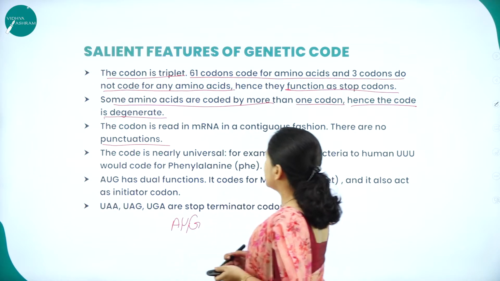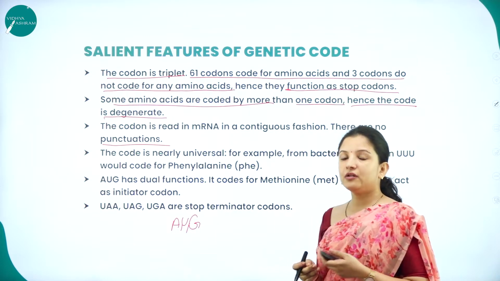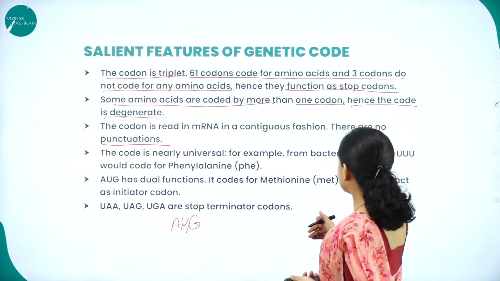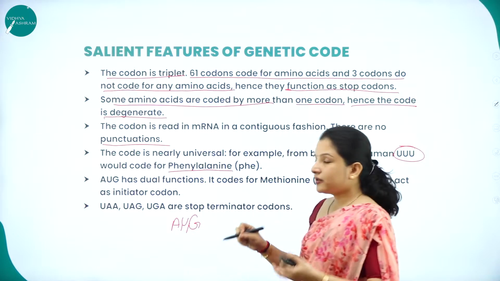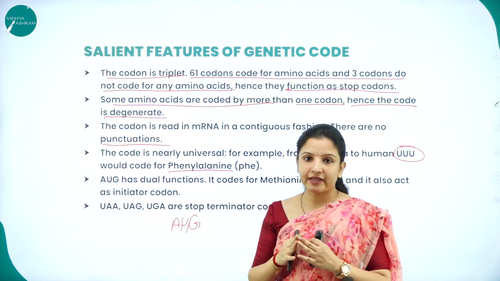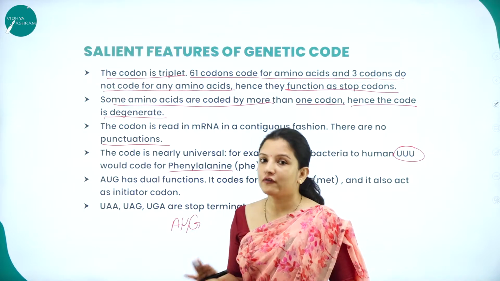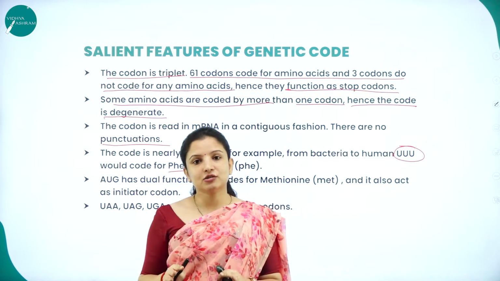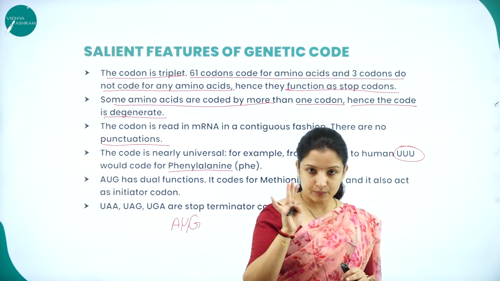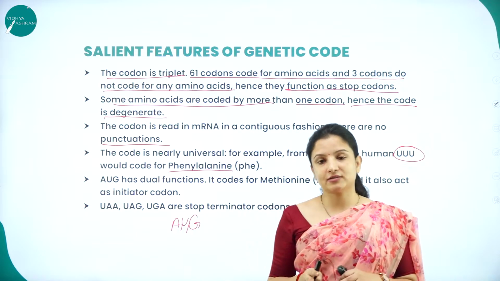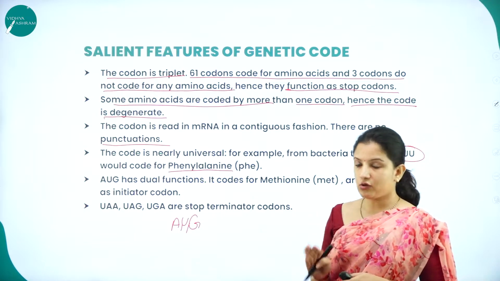And the code is nearly universal. Universal means if I say UUU codes for phenylalanine, then it will code only for phenylalanine. It will not code for any other amino acid. So that is why a particular codon is universal to the production of a particular amino acid.